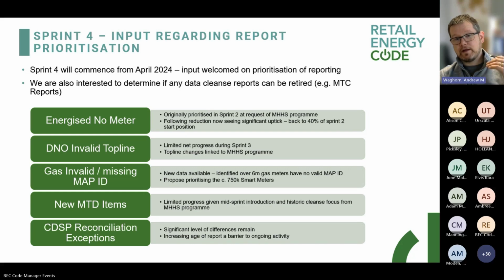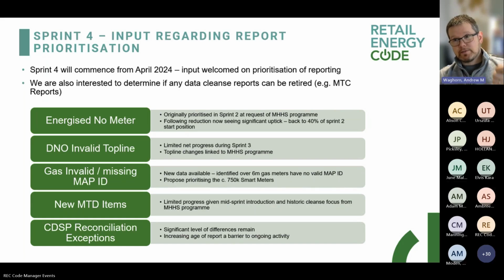We think the DNO invalid top line probably isn't going to hit that target from Sprint 3, so we think we need to carry that over to Sprint 4. And those top line changes, as I say, again, are linked to the MHHS program. So do you want to try and get that resolved over the next sprint, because that really will then start to hit the deadline for M10.